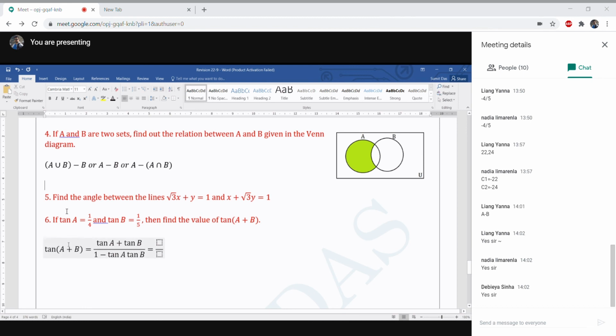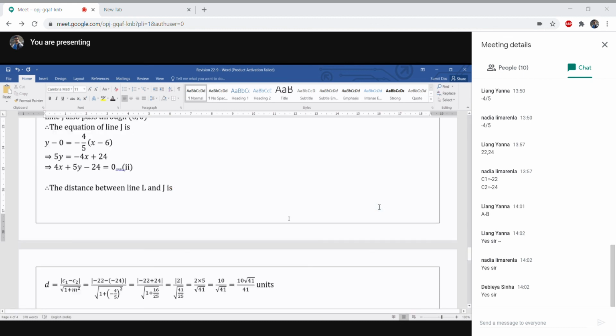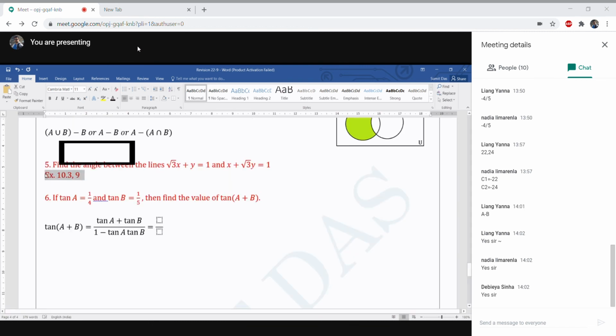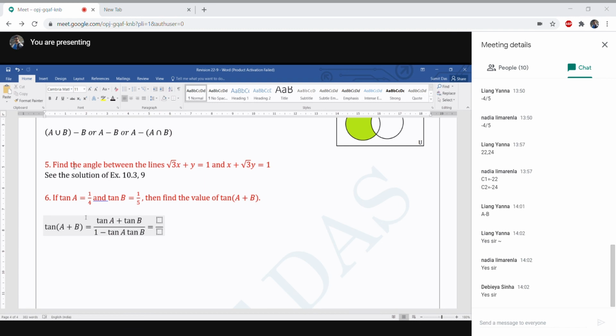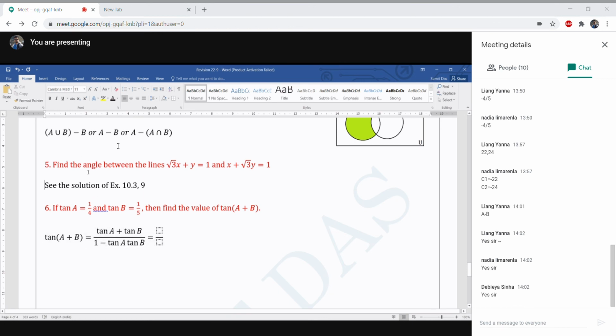Now the second last question, question number 5, is from your book, but still I will give you the solution. You can see the solution after the class. How many of you solved question number 5 in the class? Let me know. Okay, none of you. Fine. I already explained this, so you can see the previous video also. If any doubt, you can ask me later.